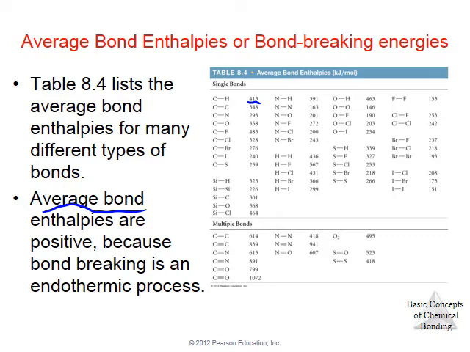Same is the case with other bond energies. So even though in the book these are listed as average bond enthalpies, keep in mind these are nothing but bond breaking energies. They don't list bond making energies, because bond making energy would be the same in magnitude, but the sign would be opposite, because energy would be given off when you make a bond.